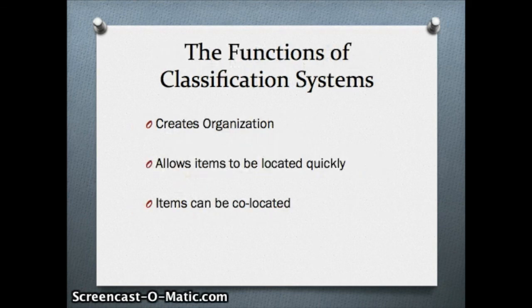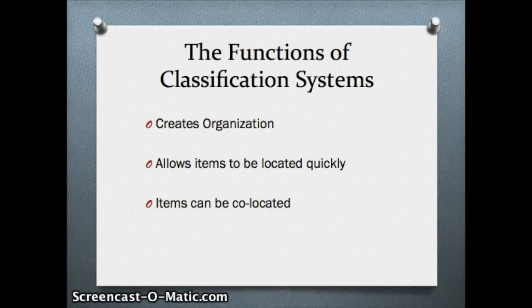Classification systems also function on a level that is higher than simple organization. These systems allow items to be located quickly, saving staff and patrons a lot of stress and energy. This makes visiting the library an efficient and easy process that people are more likely to repeat, rather than a stressful experience that takes a lot of time, which would happen if classification systems were not in place.